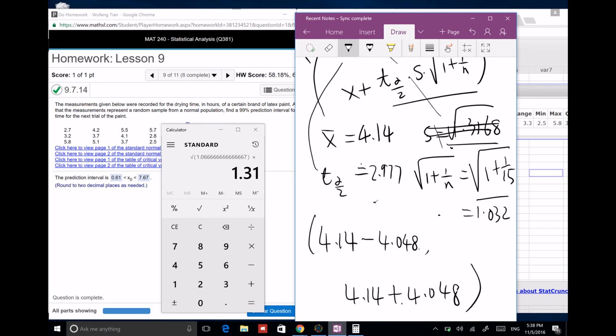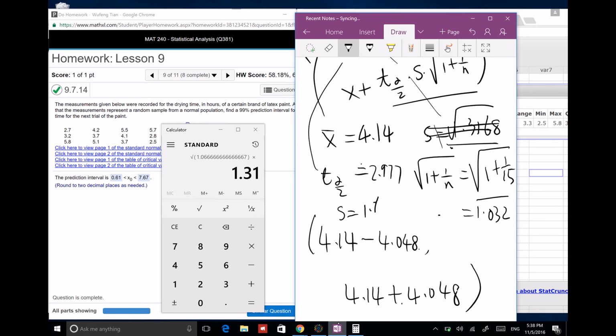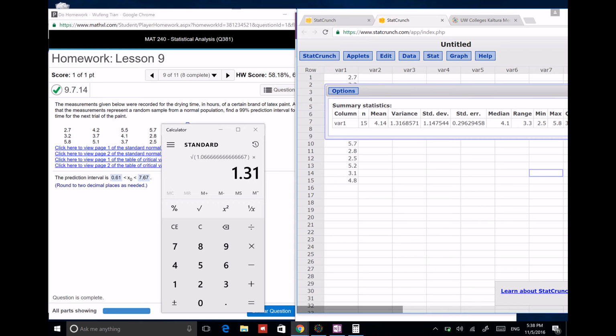So the S is standard deviation, so it's going to be 1.1475. The S should be standard deviation. S equals 1.1475.